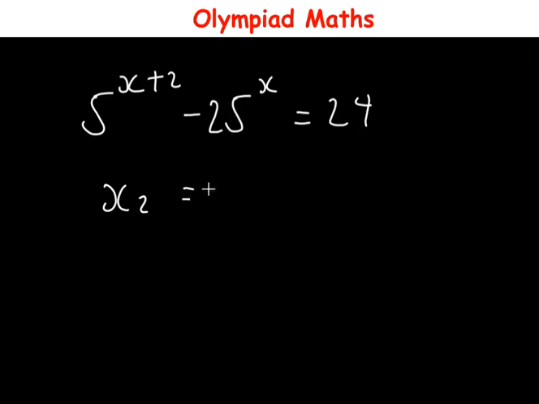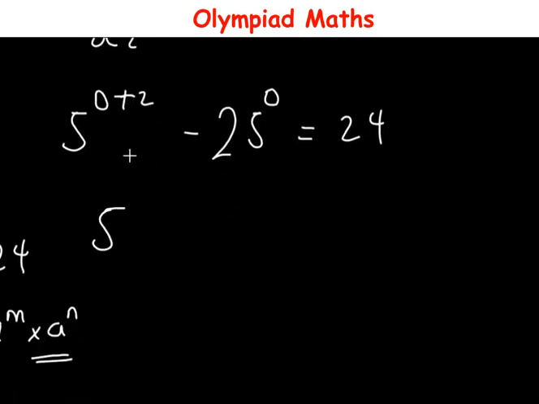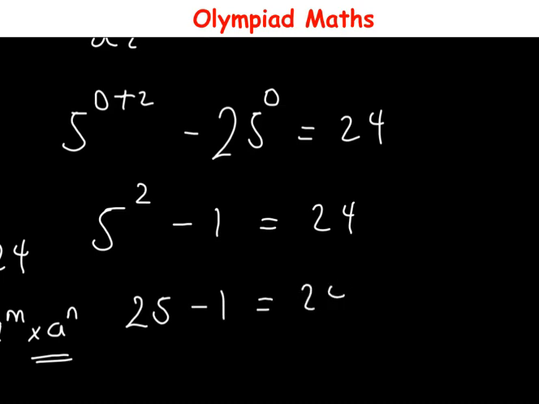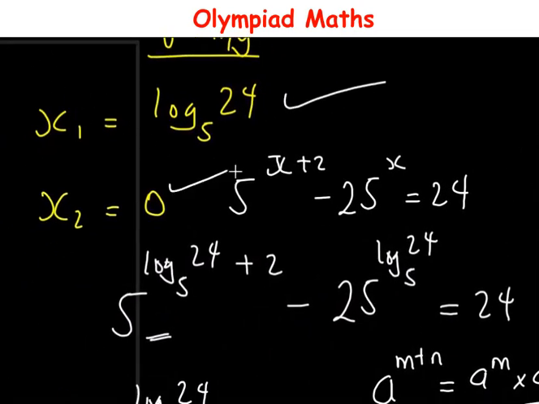For x2, which equals 0, inputting 0 for x, 5 raised to power 0 plus 2, right, minus 25 raised to power 0 equals 24. So from here, 5 raised to power 0 plus 2 is 5 squared, minus 25 raised to power 0 is 1, equals 24. 5 squared is 25, minus 1 equals 24. From here, this will give us 24, which equals 24. Now, since they are the same on both sides of the equation, this means that the value of x2 that we got as 0 also is the correct solution of x.